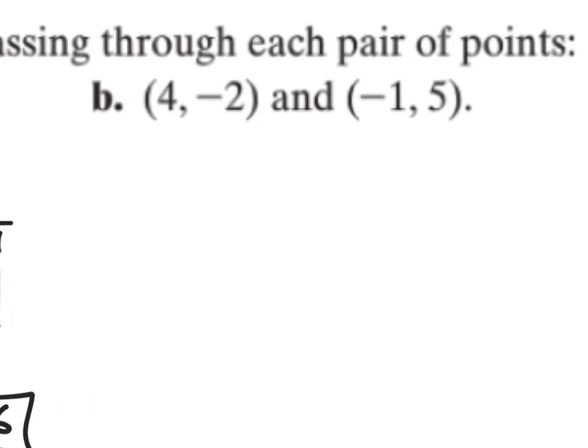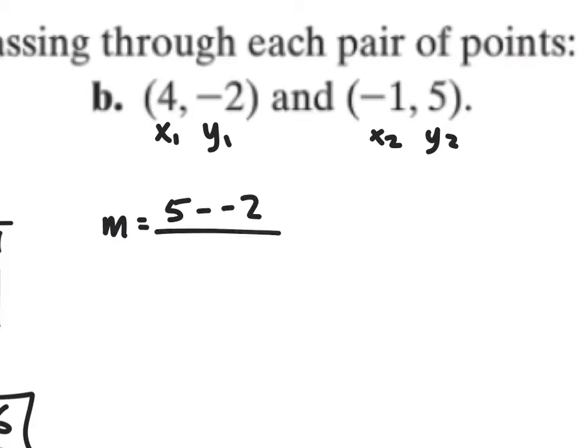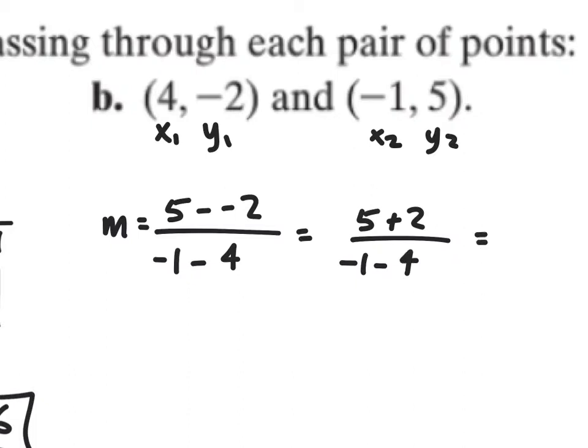All right, let's take a look at the second one. We'll label this x1, y1, x2, y2. Let's find our slope. m is going to equal 5 minus negative 2 over negative 1 minus 4. If I've got 5 minus negative 2, that's really going to give me 5 plus 2 over negative 1 minus 4.